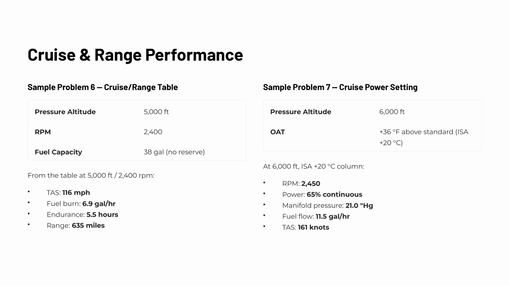In sample problem 7, we shift to a higher performance scenario at 6,000 feet with an outside air temperature 36 degrees Fahrenheit above standard, which equals ISA plus 20 degrees Celsius. Using the appropriate non-standard temperature column in the cruise power table, we find the recommended power setting calls for 2,450 RPM, delivering 65% continuous power at a manifold pressure of 21.0 inches of mercury. Fuel flow increases to 11.5 gallons per hour, and true airspeed rises to 161 knots. This example reinforces why temperature must be accounted for. Non-standard conditions directly affect power output and efficiency.